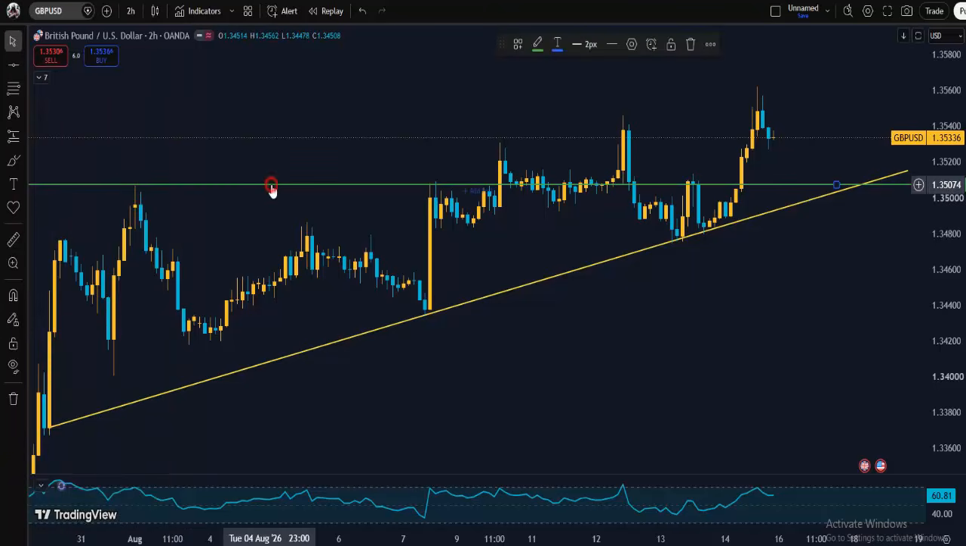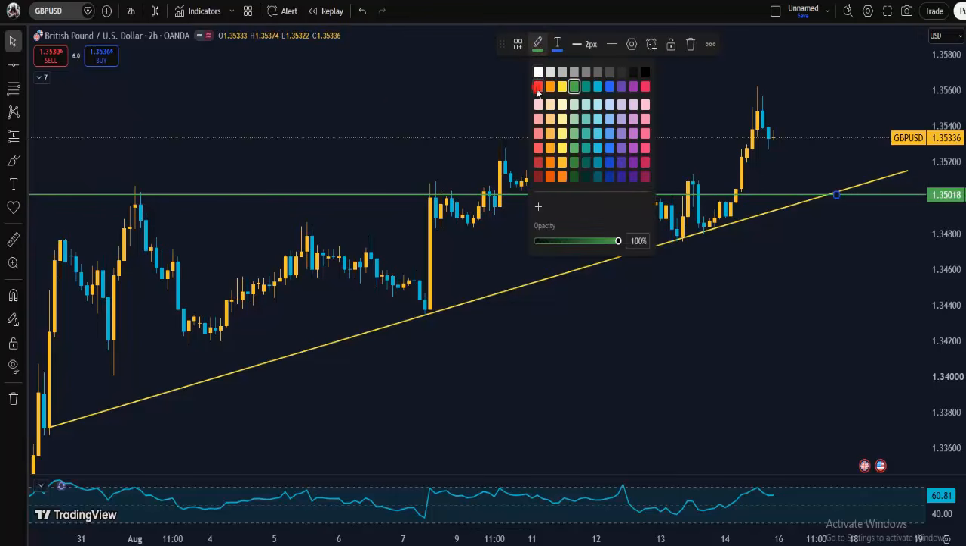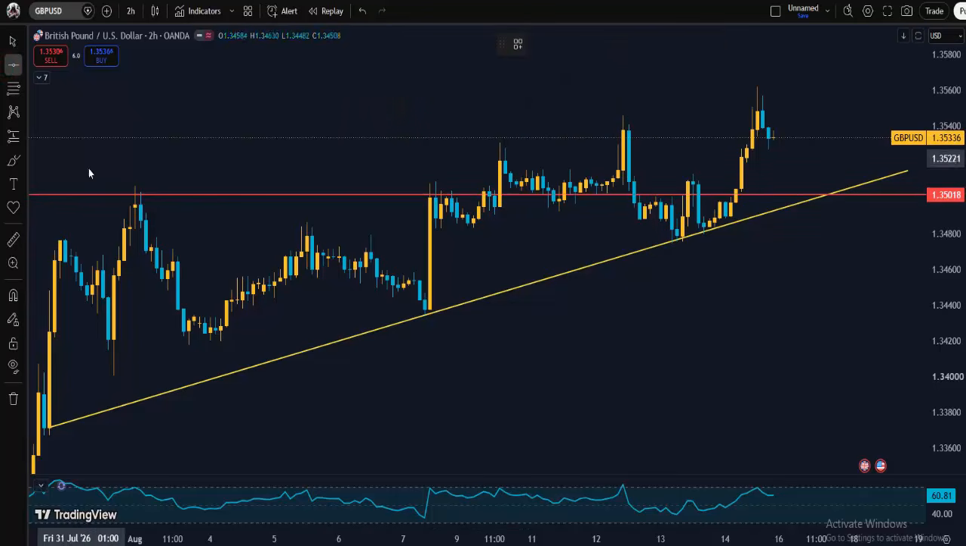The current price is around 1.35336 after a strong bullish move from the lower levels. As long as price remains above the ascending trend line, the overall bullish structure remains intact. However, after such a strong move, a short-term pullback or consolidation should not be ruled out.